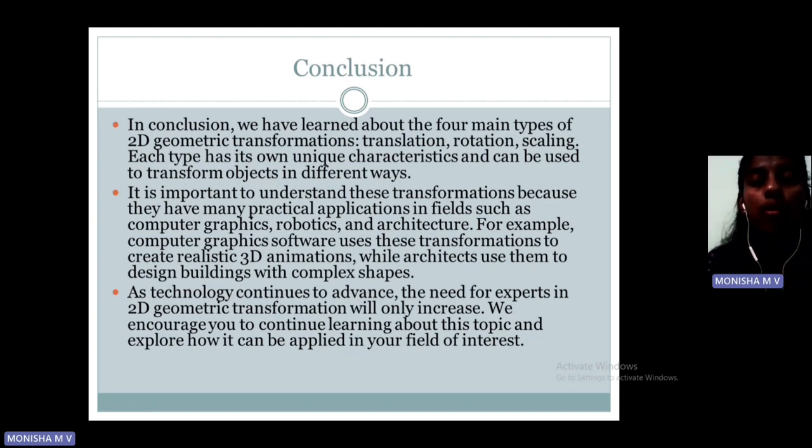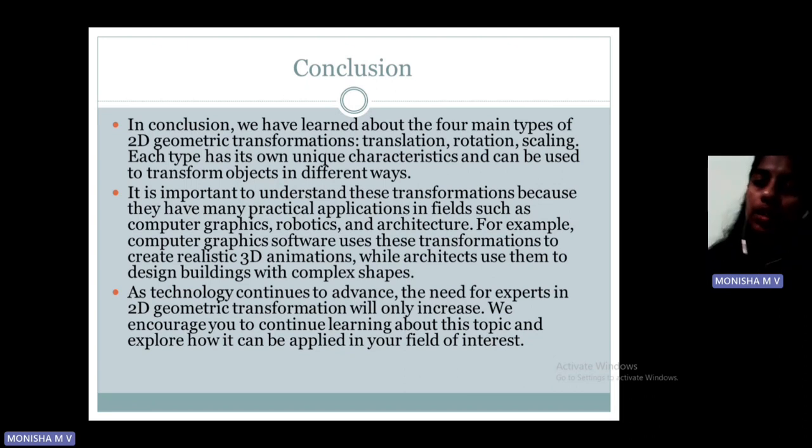So it is very important to understand these topics. Architects use them to design buildings with complex shapes. I've already told why architecture has an important application of transformations. They can use this for the design of buildings with complex shapes.